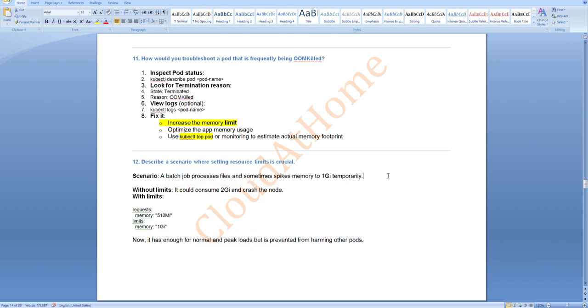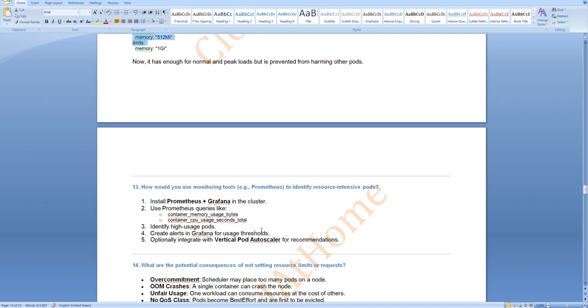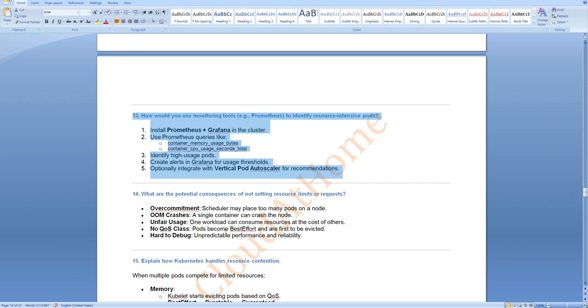So you are running a batch job and you know that temporarily it can take up to 1 GB. Okay, so in that case, you just set up the memory like this. I will set the minimum request to start with 512 and it can go up to 1. Okay, so you know the max, the spikes and all, and based on that you can set up the resource limits. This is for your monitoring tools. Okay, fine. What are the potential consequences for not setting resource limit or request?